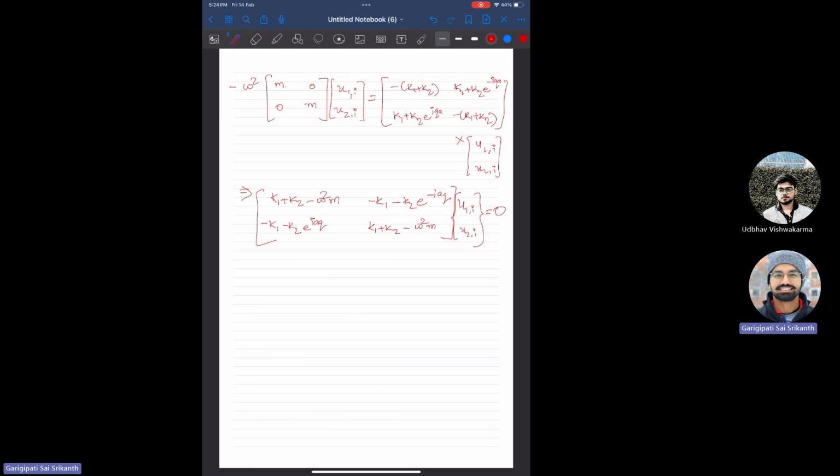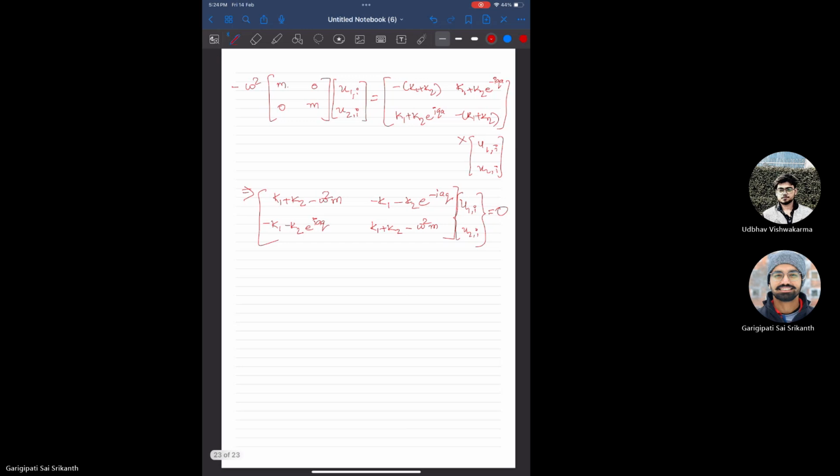is equal to 0. So if this is the equation, just like in the mass dimer case, and this is the standard procedure in fact, for any multi degree of freedom system, what we are going to do here is take the determinant on both sides. Determinant of 0 is 0. That means determinant of the LHS has to be 0, right? So determinant of left hand side is equal to 0, right? So that implies a determinant of this matrix.